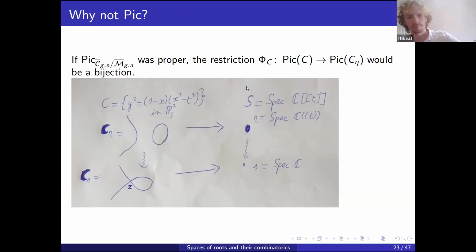So the local equation at my node is parameter of one branch times parameter of the other branch equals t to the 3. And now, because of the valuative criterion for properness, if the Picard was proper, this restriction map from Pic of the whole family to Pic of the generic fiber would be a bijection. And what I claim is that it's not surjective and not injective.